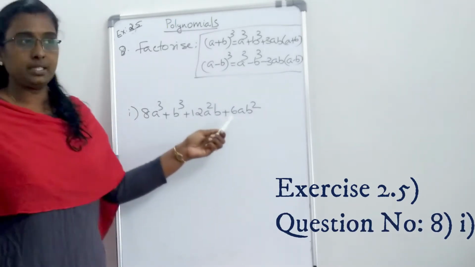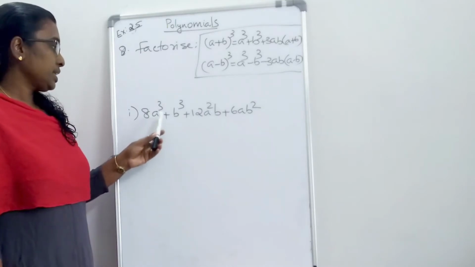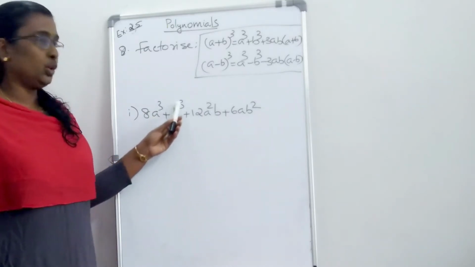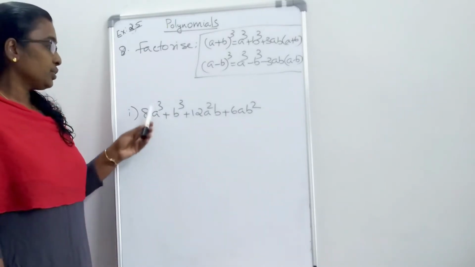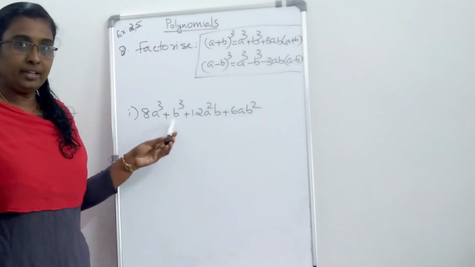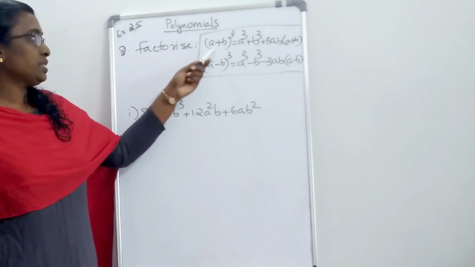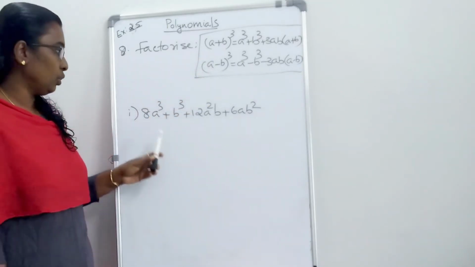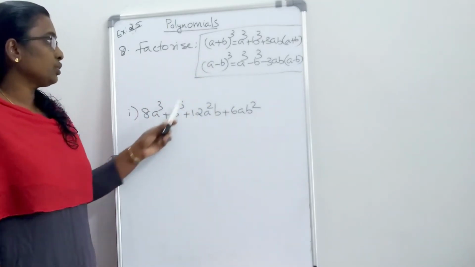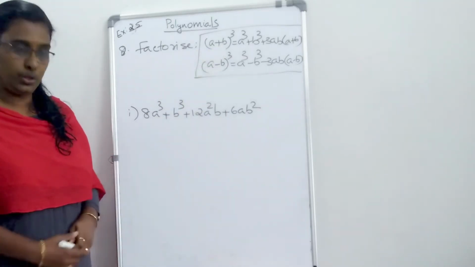Factorize this expression. This expression contains a cube, b cube, something like that. So you can identify which identity is used here. It may be a plus b the whole cube or a minus b the whole cube. In this, all the terms are positive, so it may be a plus b the whole cube.